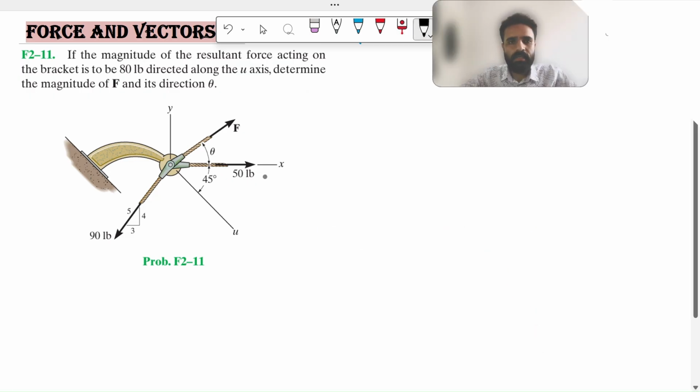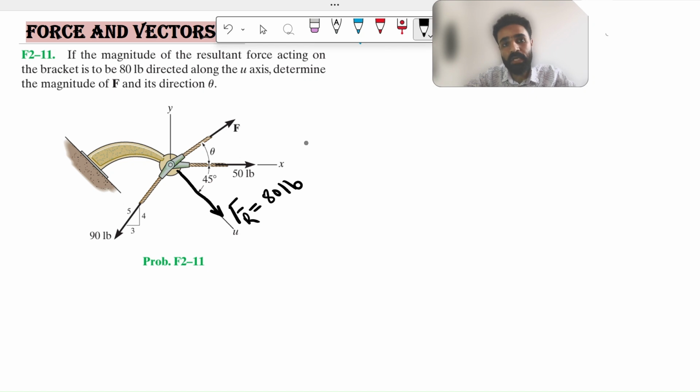Now I'm locating the resultant force, and its value is 80 pound on this u-axis. I am representing the resultant force by Fr, and its value is 80 pound. The first step is that I will be giving notation to each force. For this 50 pound force, I will be representing it by F1. And this 90 pound force, I will be representing it by F2. I will be keeping the unknown force as F, as it is mentioned in the question. And the resultant force is Fr.